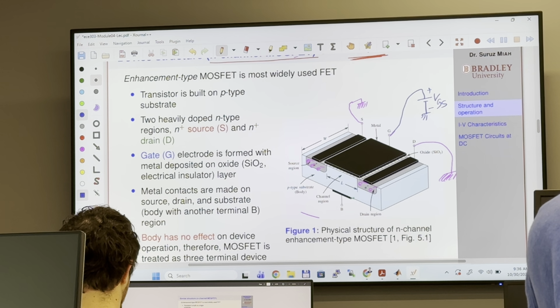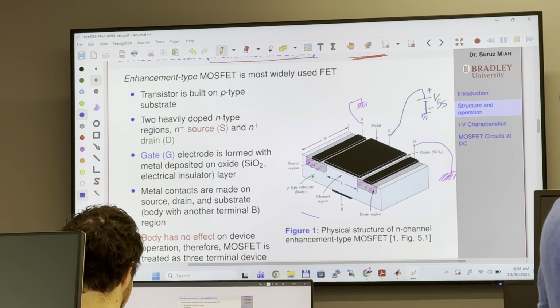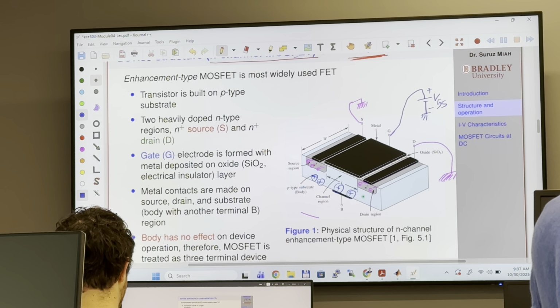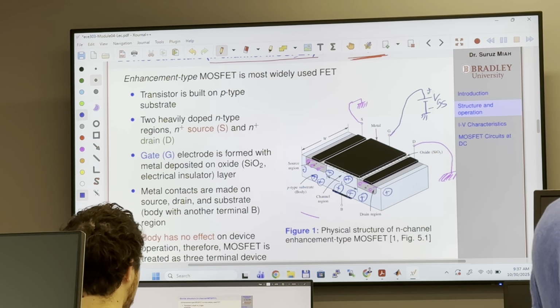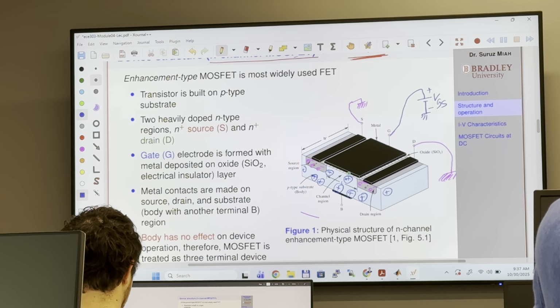Now, the substrate, the base, is constructed with P-type materials, which means you have a lot of holes here, if you remember from chapter 3. And we have electrons right here. Once you apply the gate voltage, see how it works.